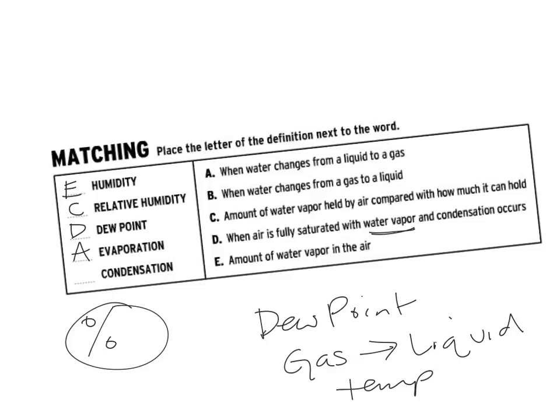And last but not least, condensation, the opposite of evaporation. So condensation is when water changes from a gas to a liquid. Condensation happens when things cool off. So condensation and dew point are related because dew point will be reached when temperature cools off, and that is when gas will turn to a liquid. So that makes condensation letter B.